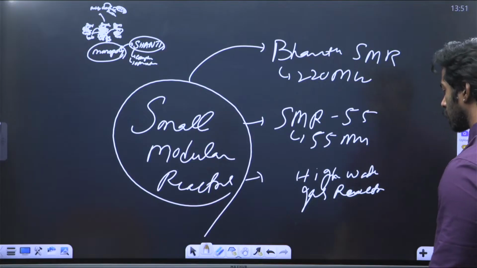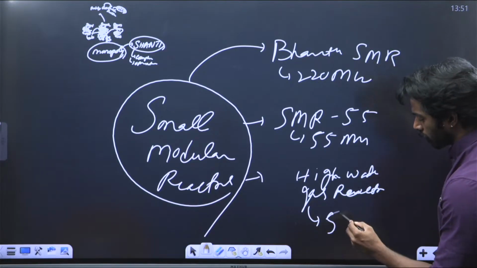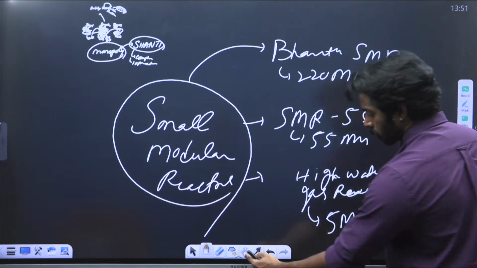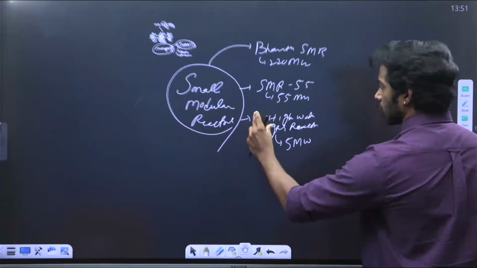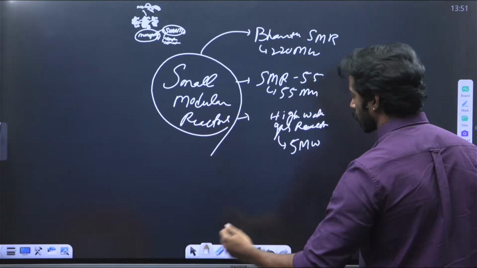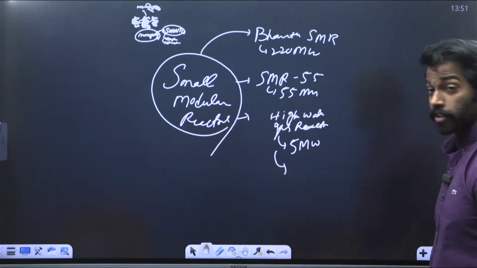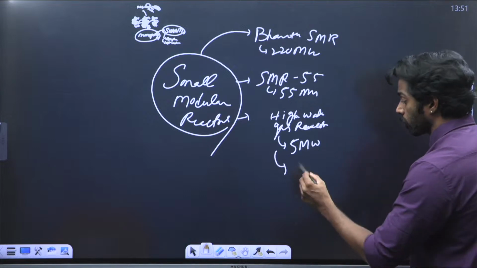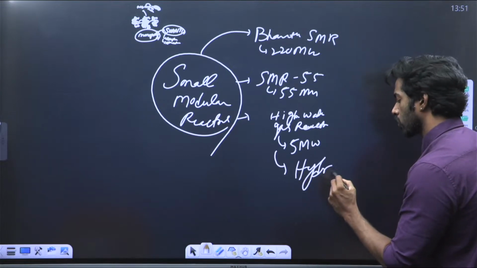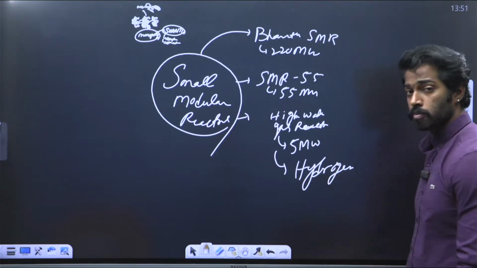Right, the high water gas reactor is generating around 5 megawatts of energy. But what you need to understand about the high water gas reactor is that it not only generates electricity, but is also helpful in the production of hydrogen, which is very necessary for the hydrogen mission in India.